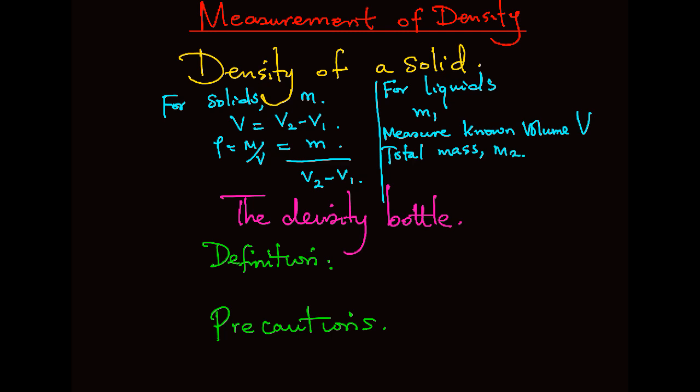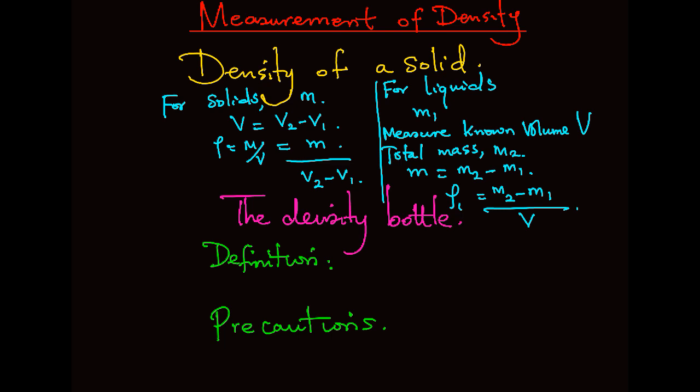From m1 and m2 we obtain the mass of the liquid inside the beaker, so that the mass of the liquid is m2 minus m1. We then apply the formula: density of the liquid is equal to the mass of the liquid, which is m2 minus m1, divided by its volume that had been obtained from the measuring cylinder or any other device of the same kind.